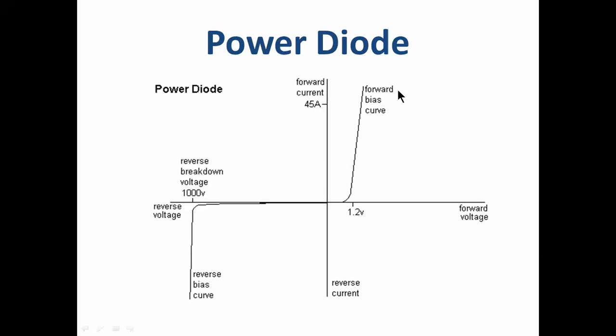The power diode has almost an identical curve shape to the normal signal diode. The only difference is that the voltages and the currents are much bigger. So this power diode can take up to 45 amps. It's also going to take a lot more voltage to break that down. So we could use this diode at 750, 800, 900 volts in reverse, and it wouldn't break down. It would need up to about 1000 volts before it was destroyed, and we get that reverse current.